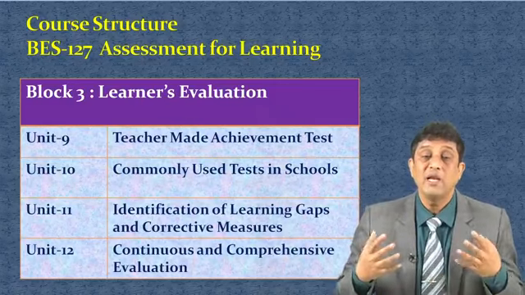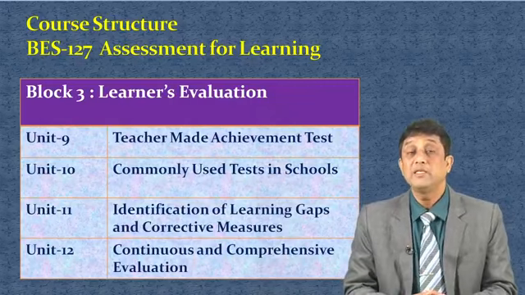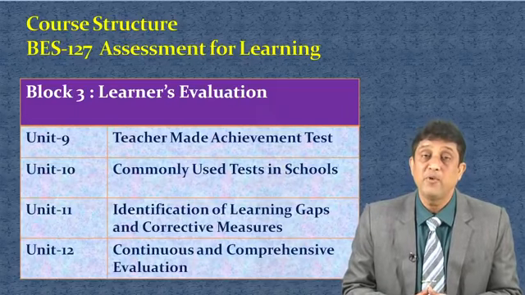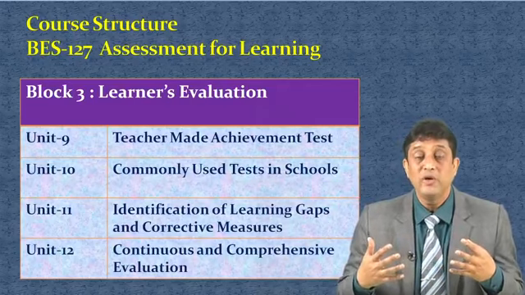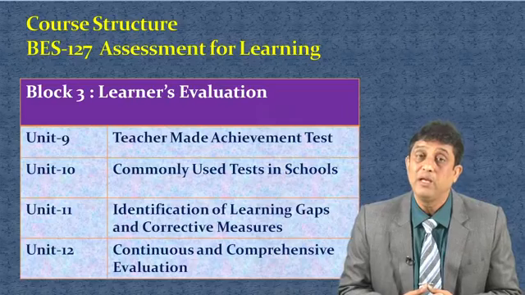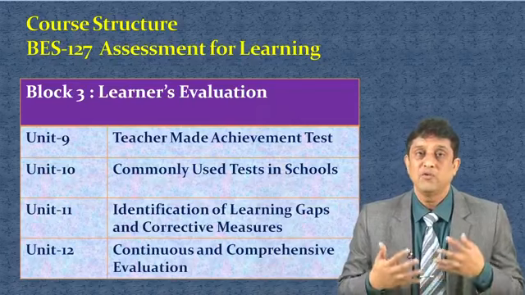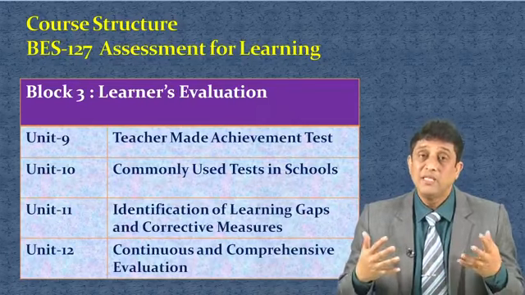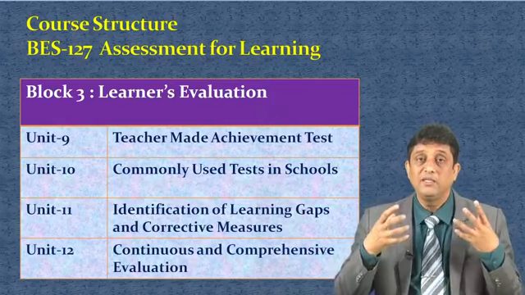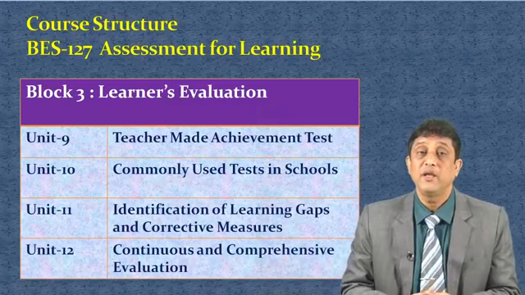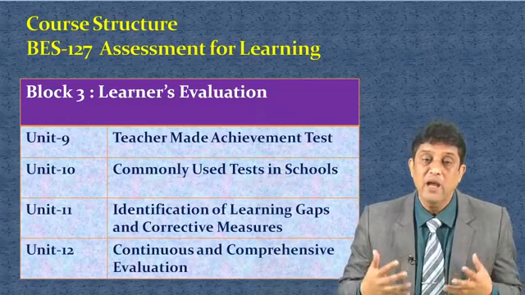Then further, how to identify the learning gaps of the learners and how to provide corrective measures. Many a time you must have observed, when you are conducting a formative assessment, that a group of students are not doing well, lagging behind the average score. So then what you have to do: how to find out the causes of these learning difficulties, how to conduct action research for knowing the learning difficulties and their causes, then how to address and overcome those difficulties, how to provide corrective measures.